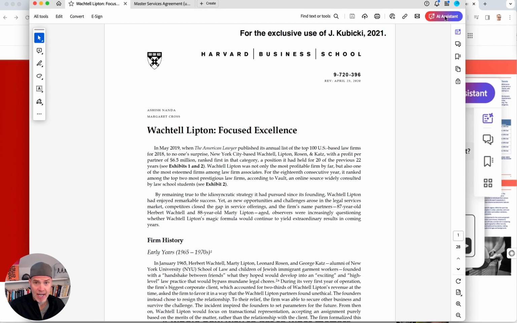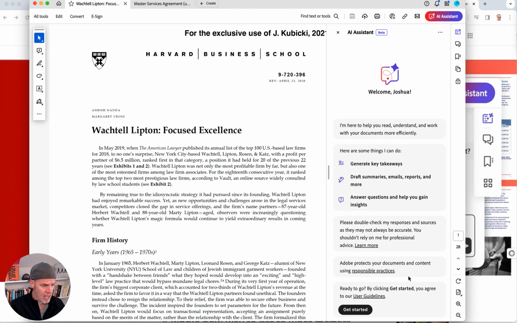Here is the AI assistant right here. Now you can see that it immediately is just giving me some reminders of what I can do: generate key takeaways, summaries, answer questions, all that kind of stuff. It does say right here, double check your responses and sources. Okay, so you shouldn't rely on me for professional advice. That's good to remind people. We seem to forget that regularly. These things are so convincing.